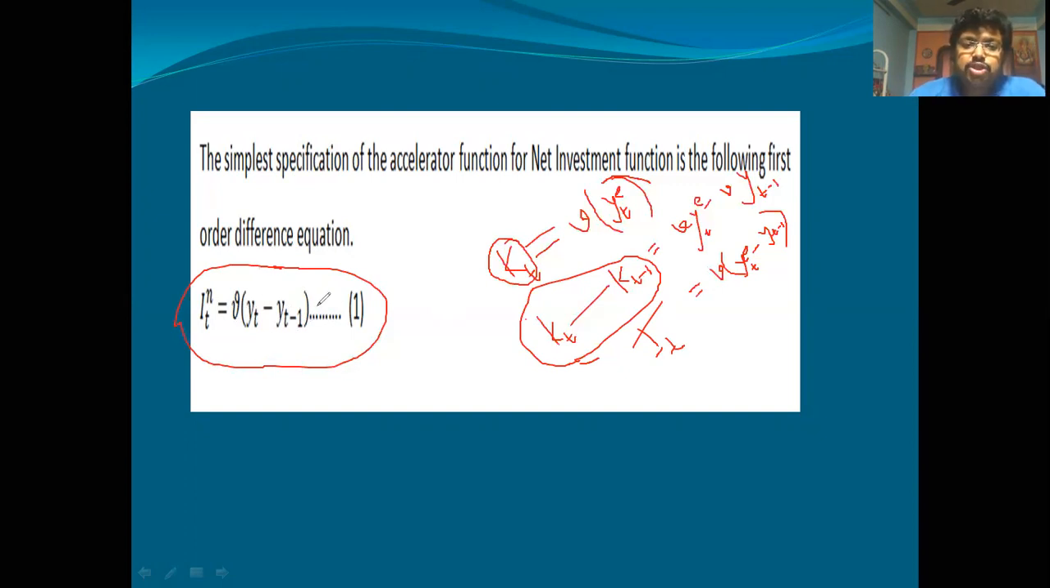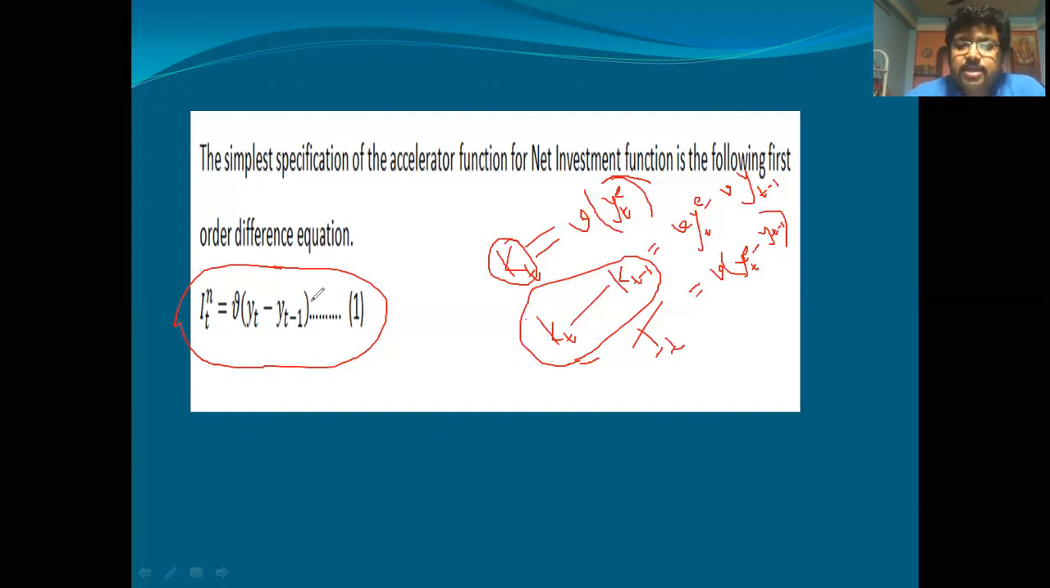This Keynesian theory of trade cycle actually grew out of the General Theory in the year 1930, and Samuelson at first introduced the multiplier as well as the accelerator theory. And if you have a look, the mechanism is like that.